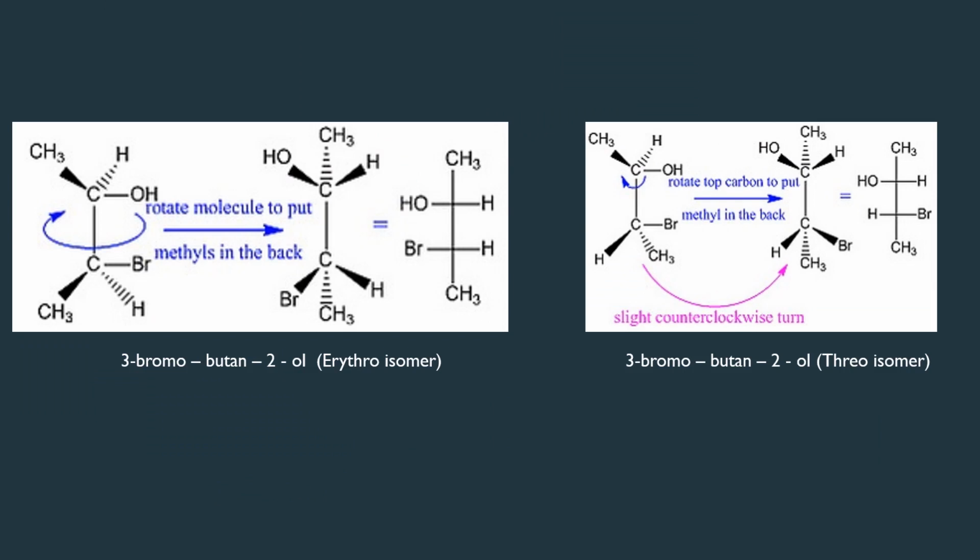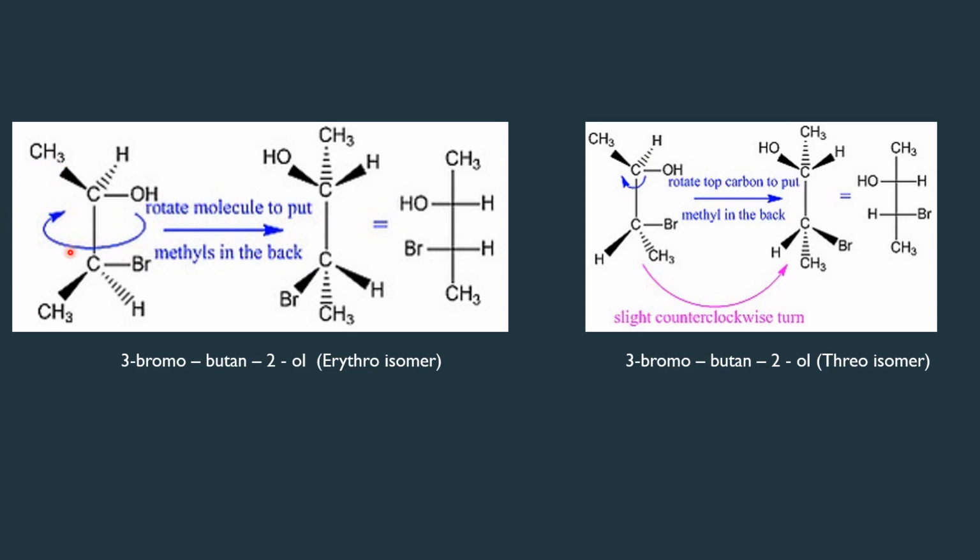These are the erythro and threo isomers of 3-bromobutan-2-ol. In this perspective formula, I am going to rotate so that the two similar groups, methyl groups, are going away from me. Because in the Fischer projection, I want to have the carbon chain in the vertical line, so I want to make these methyl groups go away from me. So I am doing a rotation.